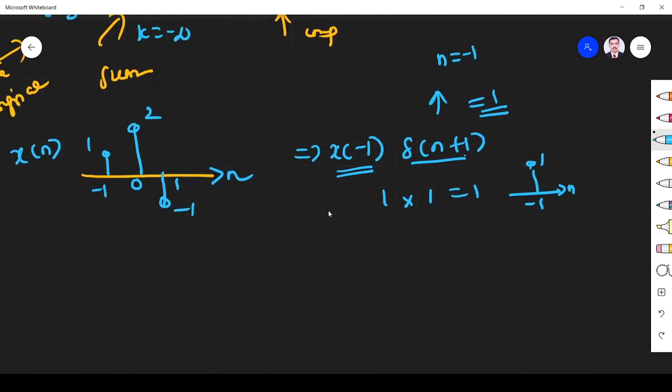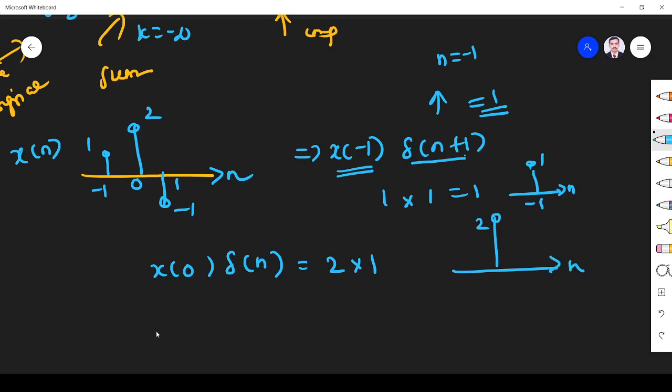Next, I can write x of 0 into del of n, since n is equal to 0. What is the meaning? x of 0 is 2. Del of n exists at n equal to 0 with a value of 1. So x of 0 into del of n will give the value of 2.